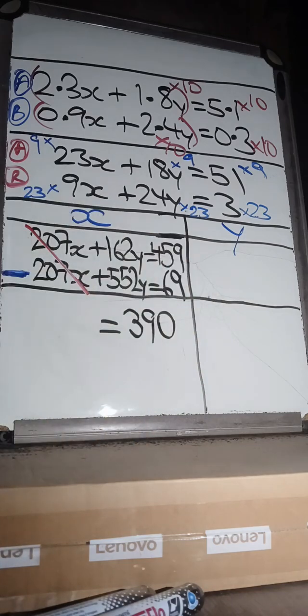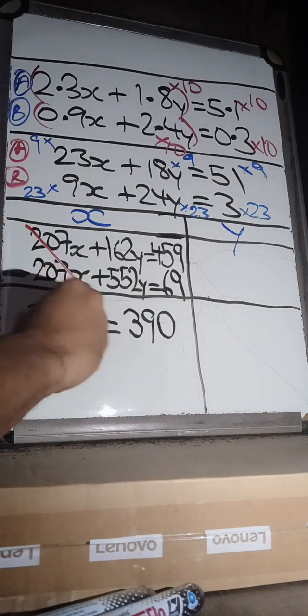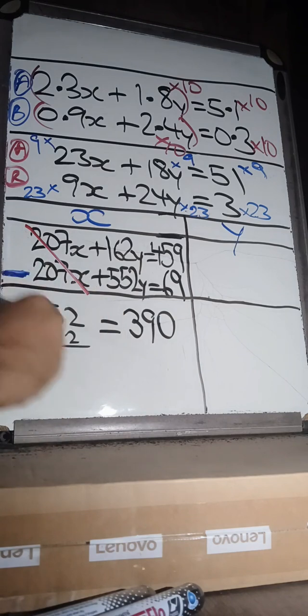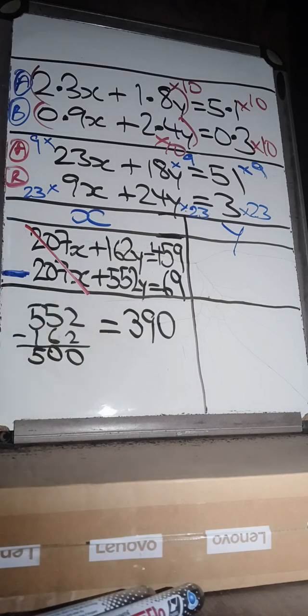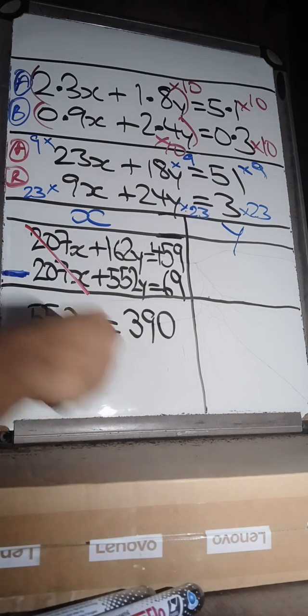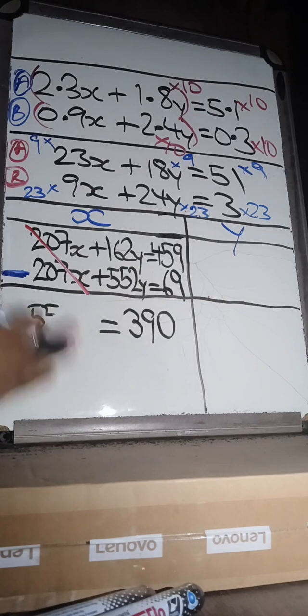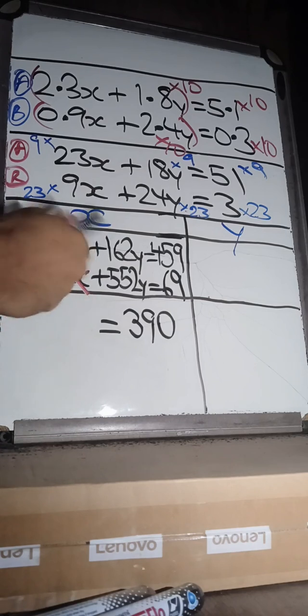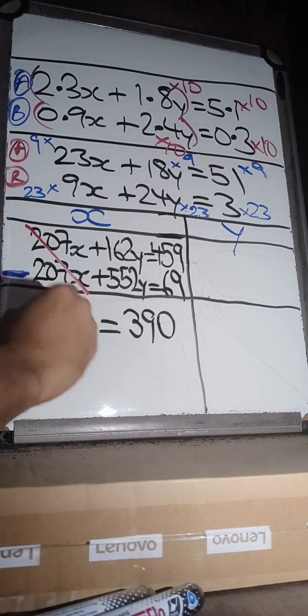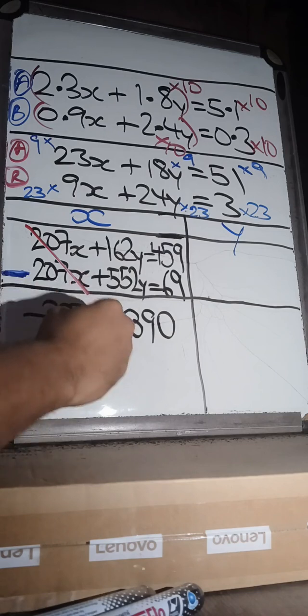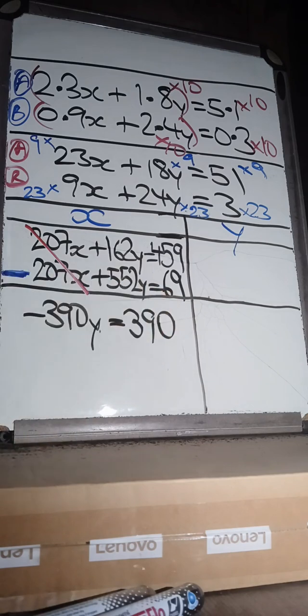Now, let's do this now. 552 minus 162. So we have what? If we take 52 from both of them, we're left with this. Okay, alright. Okay, so we have 390 on both sides. Except for this. This will be a minus 390. Minus 390y.